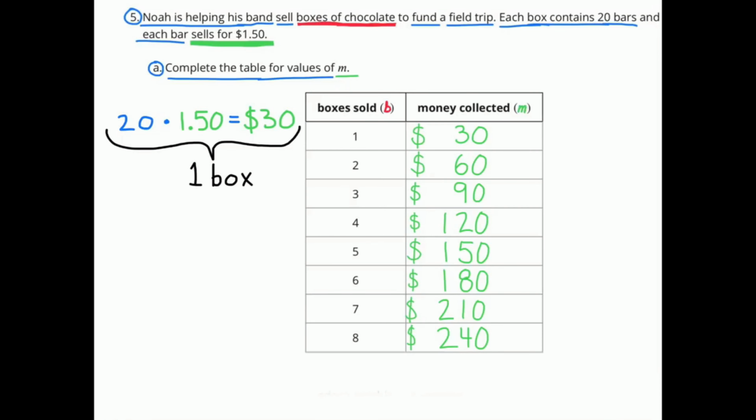One box sold would be $30, 2 boxes sold would be $60, 3 boxes sold would be $90. So basically, as the left-hand column increases by 1 unit, the right-hand column will increase by $30. So finally, 8 boxes sold would be $240.